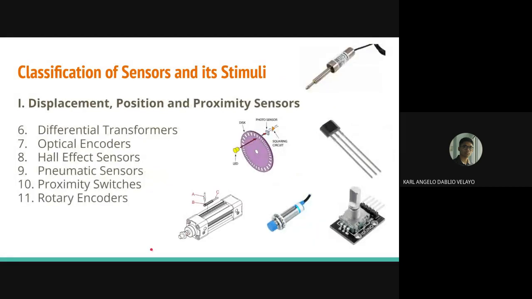Okay, so there are 6 more sensors in this category.